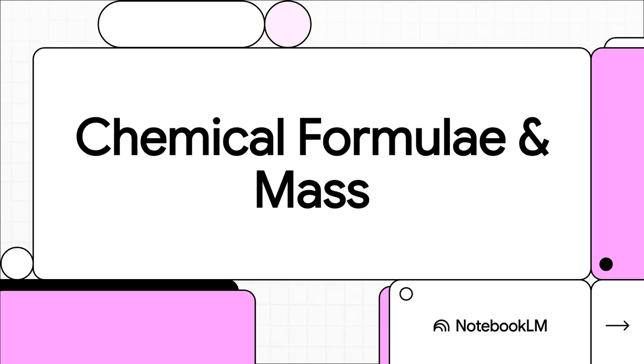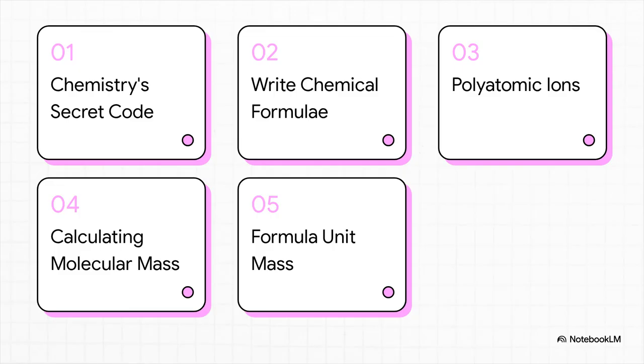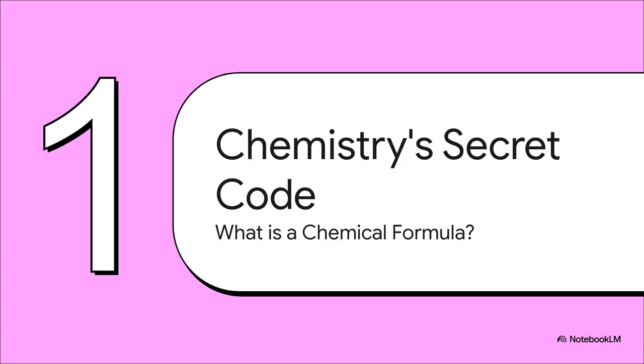Hello, students! After learning about atoms, ions, and the very important concept of valency, today we will take the next logical step. We are going to learn how to write the language of chemistry. So in today's session, we will cover these 5 topics in a step-by-step manner. We will start with the basics of chemical formulas and build our knowledge all the way up to calculating mass. All right, let's begin with our first section.